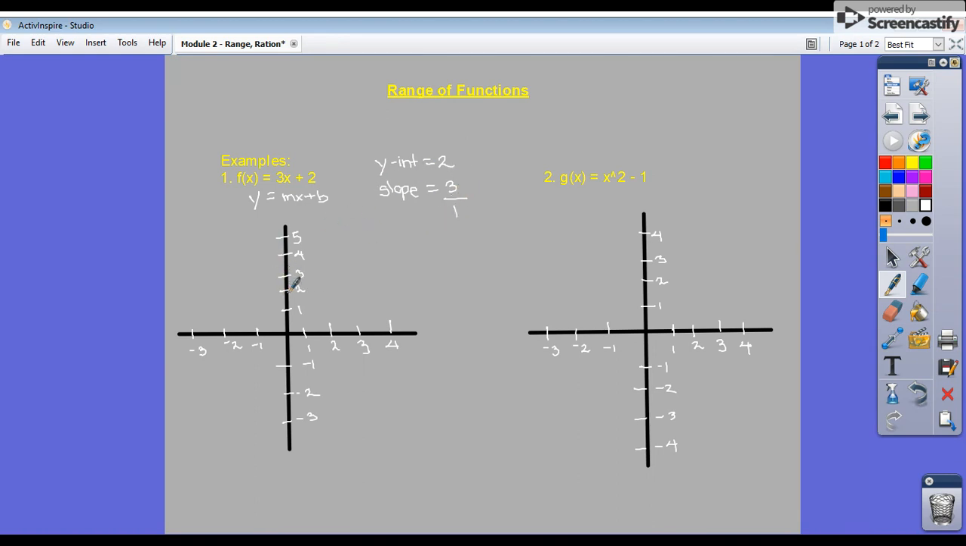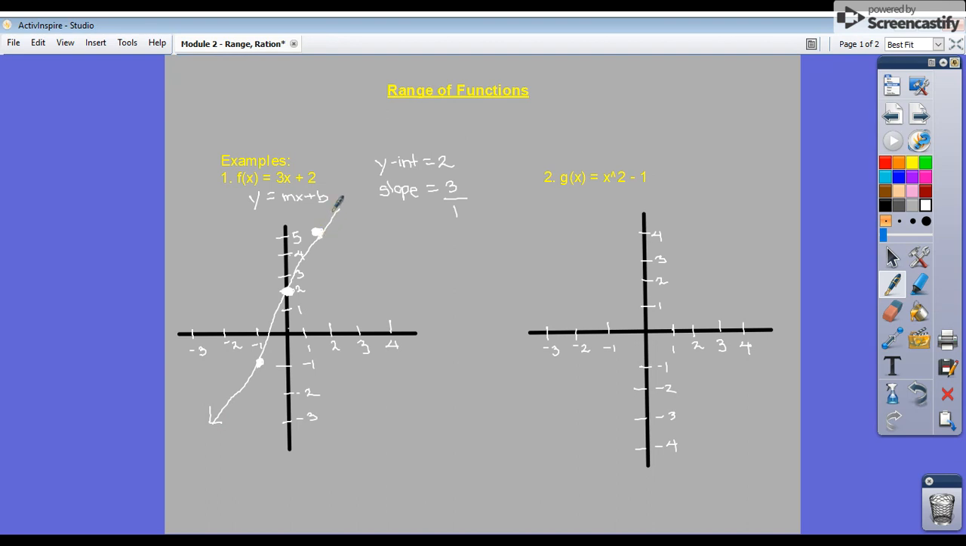So I'm going to start off by plotting this point at 2, the y-intercept. From there, I'm going to go up 3 over 1, make my next point. Two points should be enough to make a line, but if you want more, from 2, you could also go down 3 to the left 1. And from there, you can graph your line, which mine won't be straight.